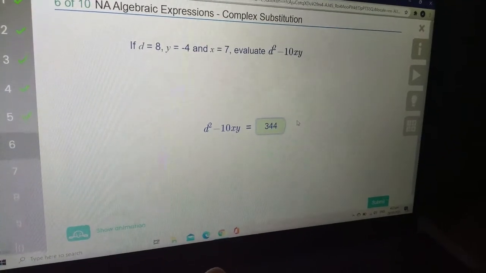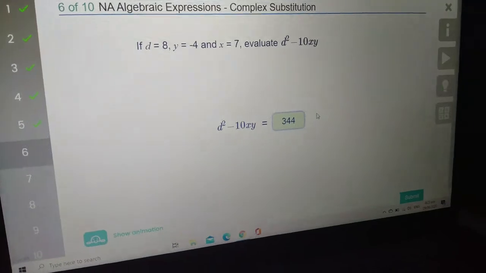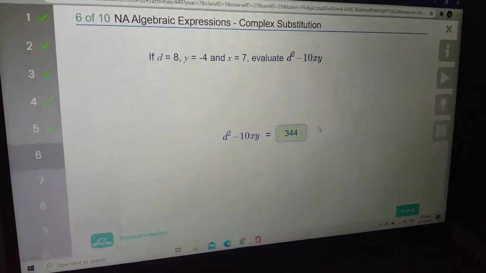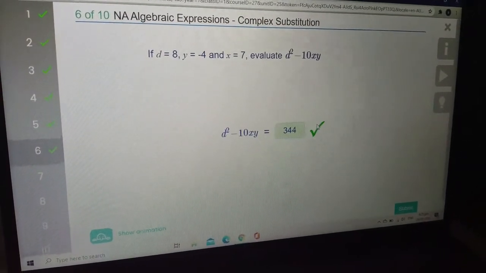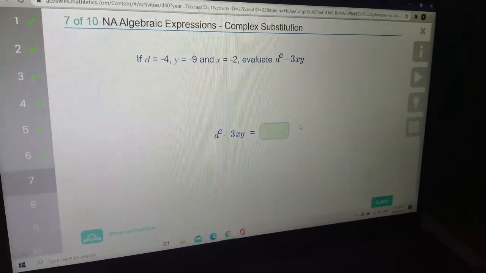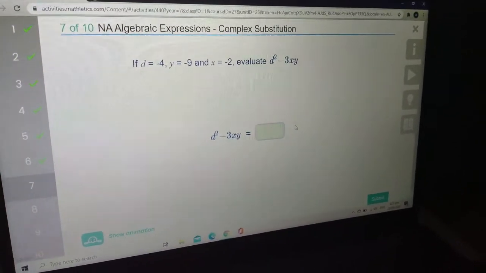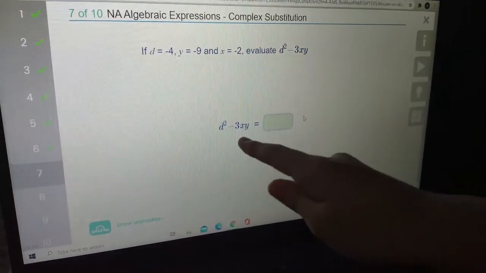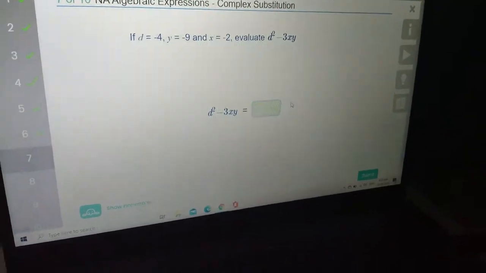Okay, I ended with 344, and we will enter, and I am correct. Very good. It doesn't matter whenever these and so on, the negatives turn into positive. Let's see, d squared minus 3xy. It keeps getting that d squared and next xy.